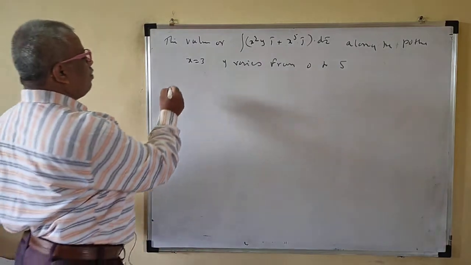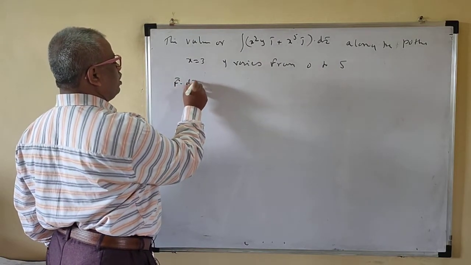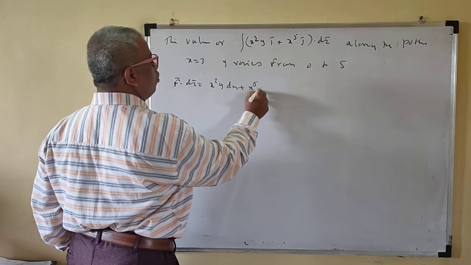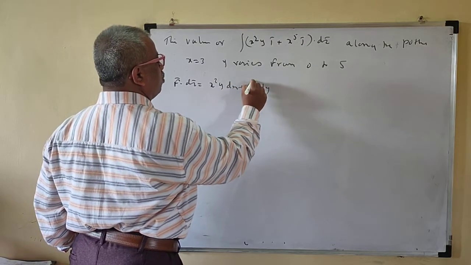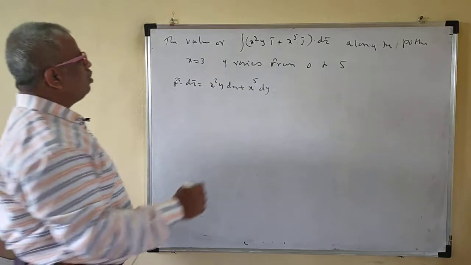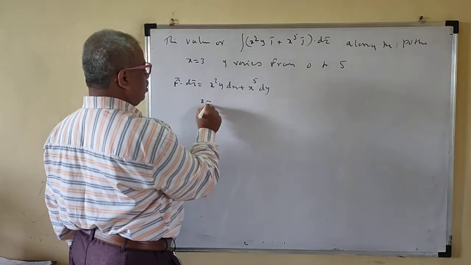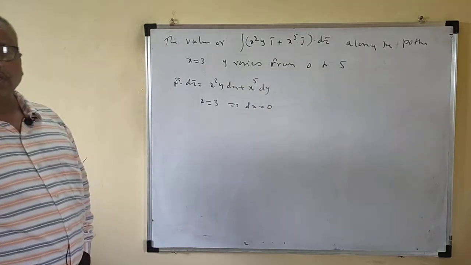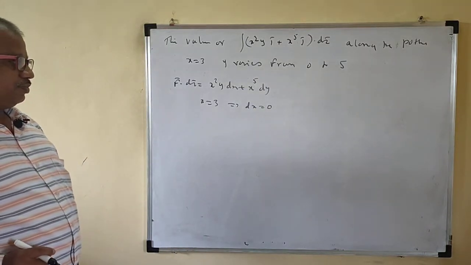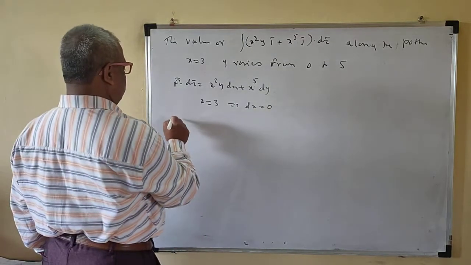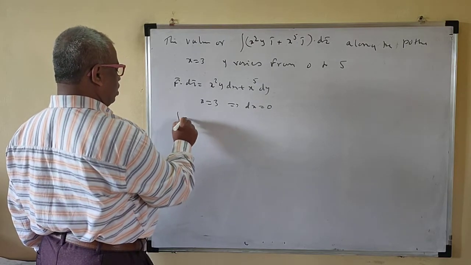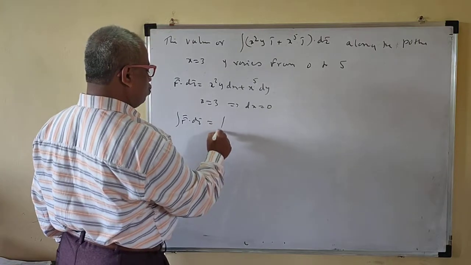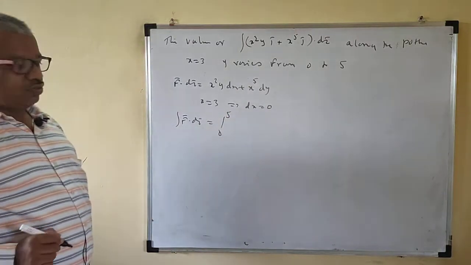Okay. So what is your f bar dot dr bar? First we will find f bar dot dr bar, which is x square y dx plus x to the power 5 dy. Okay, so your x is 3, which implies that dx is 0. So in the integral of f bar dot dr bar, only y remains. The range of y is 0 to 5, given to you.